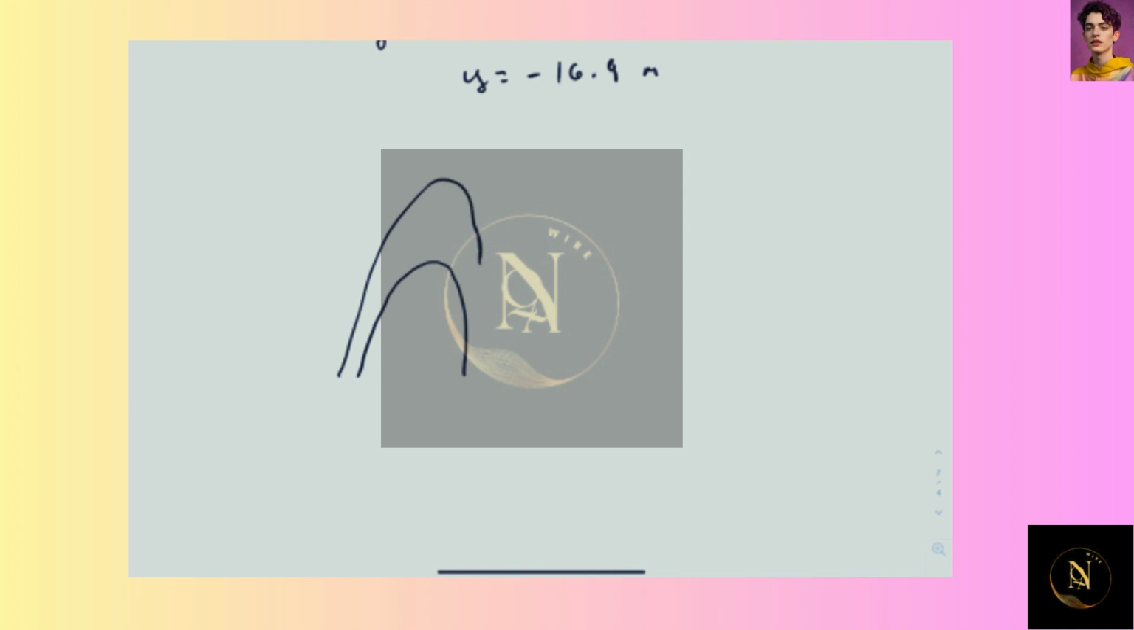And so if there were no ground, then the ball would eventually catch up here. This is minus 16.9 meters. But since there's ground, they just both hit the ground and they never collide with each other.